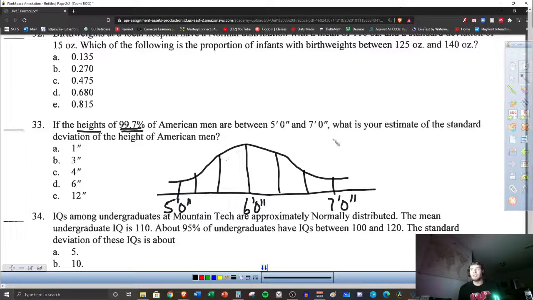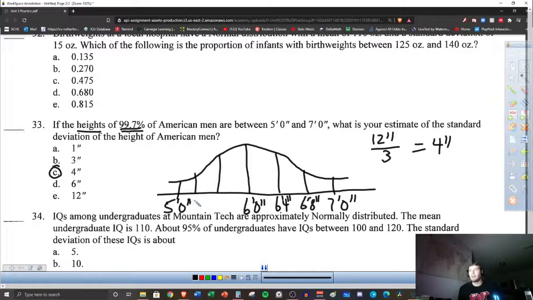So 3 deviations below is 12 inches. That goes either direction. So 12 inches up or 12 inches down is 3 deviations. Well, I go 1, 2, 3. So I need to divide that by 3 and I get 4 inches. So this would be 6 foot 4, 6 foot 8, and then that would give me a 7 foot. So we know that we're going up or down by 4 inches.